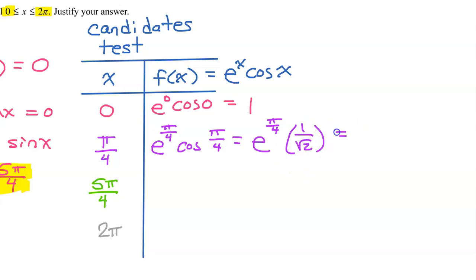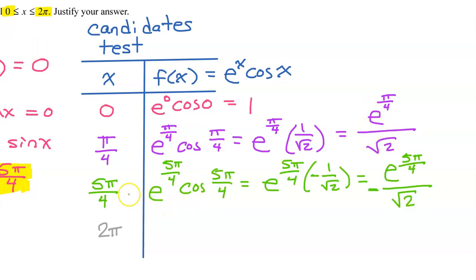I like this a little bit better because I can do things like this with it. I have e to the pi over 4 power divided by radical 2, which just is a little bit more meaningful to me. Similarly, if we evaluate the original function at 5 pi over 4, we have e to the 5 pi over 4 power times the cosine of 5 pi over 4. The cosine of 5 pi over 4 is negative 1 over radical 2, so I have this, and I can stack that up into a nice fraction like this. Notice that this one is negative, though.